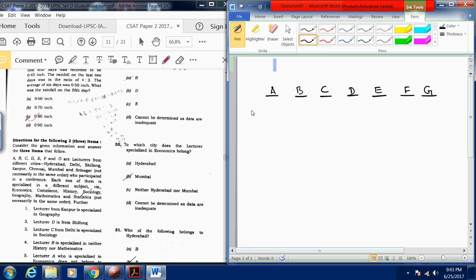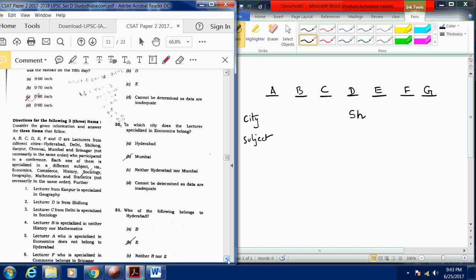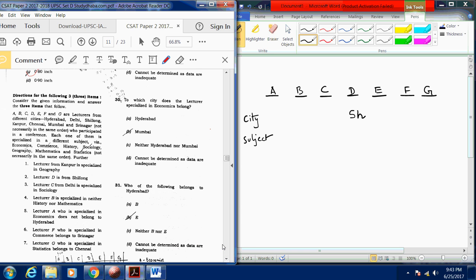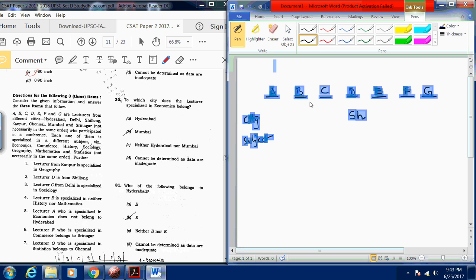Now let's jot down the cities, city and the subject as per the statements. So lecturer D is from Shillong. So just jot down the information that is available first. I'm writing Shillong in short, we need to write down the full. Lecturer C is from Delhi. Specializes in sociology. Then lecturer B is specialized in neither history nor mathematics.